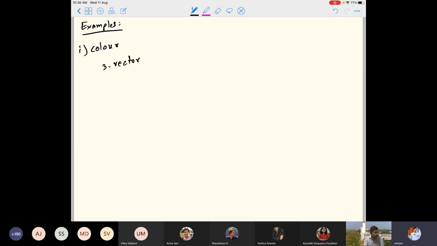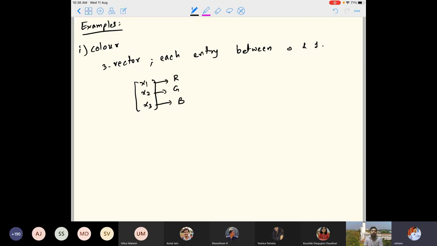Okay, so color is a 3 vector, and what is the 3 vector representing? Each entry is any real number between 0 and 1. And this 3 vector, x1, x2, x3: x1 corresponds to R, x2 corresponds to G, and x3 corresponds to B. So these are the intensities in each of the RGB channels: red, green, and blue. Those who know a little bit of image processing know these are the 3 basic colors, red, green, and blue.